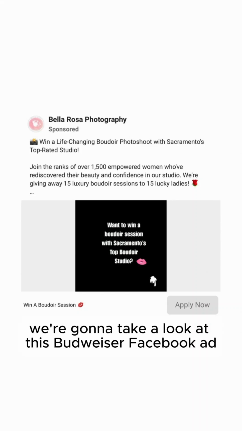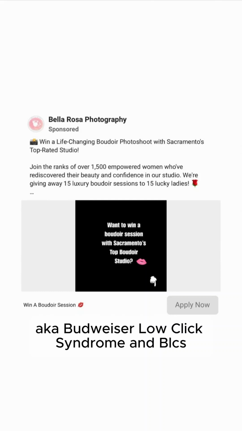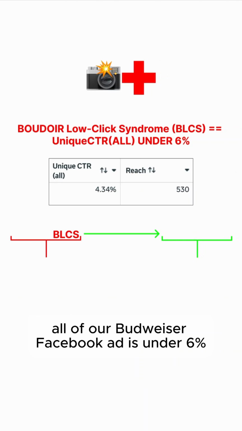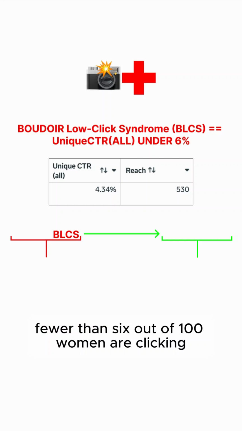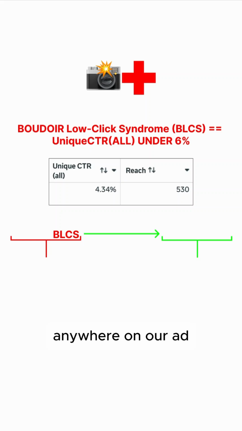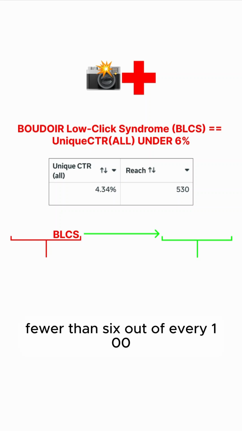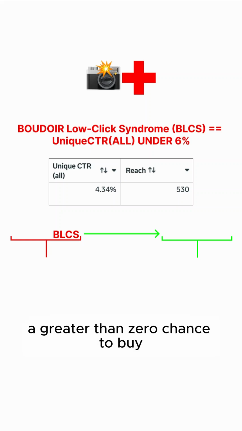All right, y'all, we're going to take a look at this Boudoir Facebook ad and diagnose it if we believe it has BLCS, aka Boudoir low click syndrome. BLCS is when the unique CTR of our Boudoir Facebook ad is under 6%, aka fewer than 6 out of 100 women are clicking anywhere on our ad. That means our ad is entering fewer than 6 out of 100 women's brains, and fewer than 6 out of every 100 women that see our Boudoir Facebook ad have a chance, greater than 0 chance, to buy.